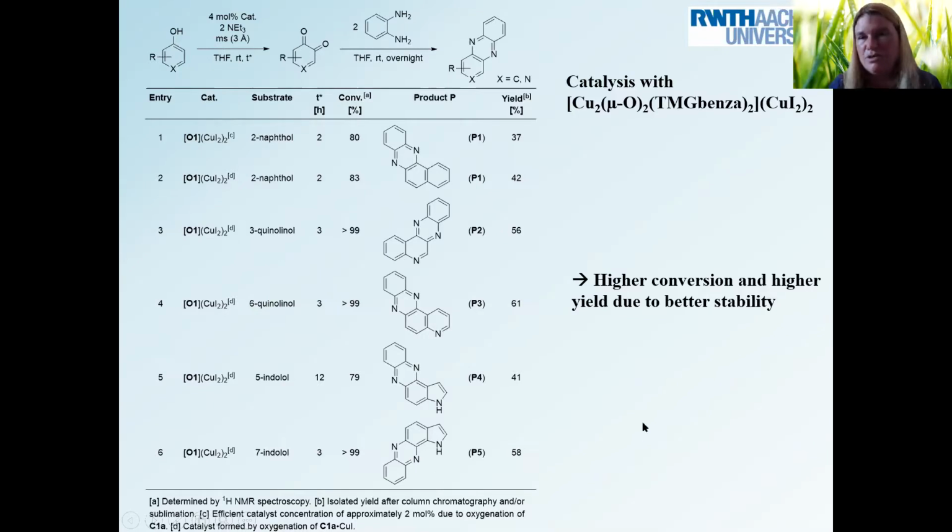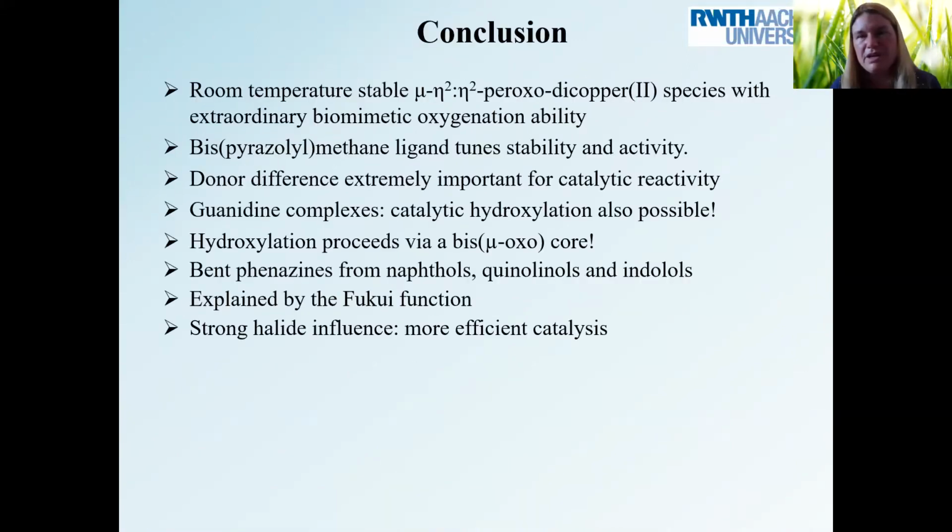So this is an important result: the iodine is making the chemistry a little bit more complicated, but here it's also useful. With this, I'm coming to the end. I hope I could show you that with interesting peroxo species, with bispyrazolyl methanes, we could start into this chemistry, because with this ligand we can tune stability and activity, and that the donor difference is really important for the catalytic activity, but that with guanidine complexes, after all these years, catalytic hydroxylation is now also possible, which is quite a surprise for us.